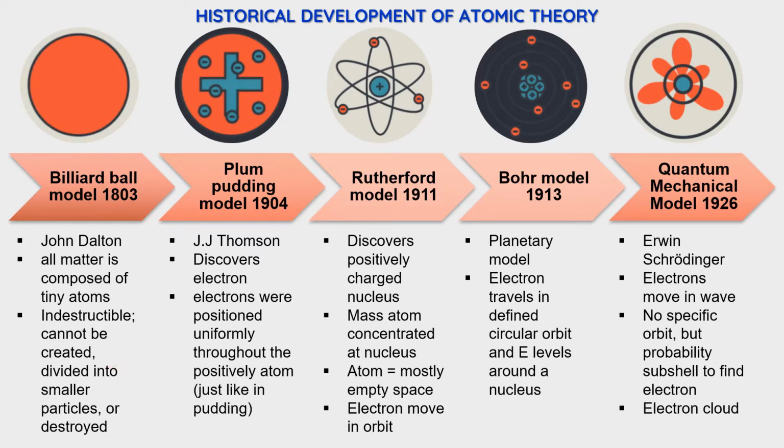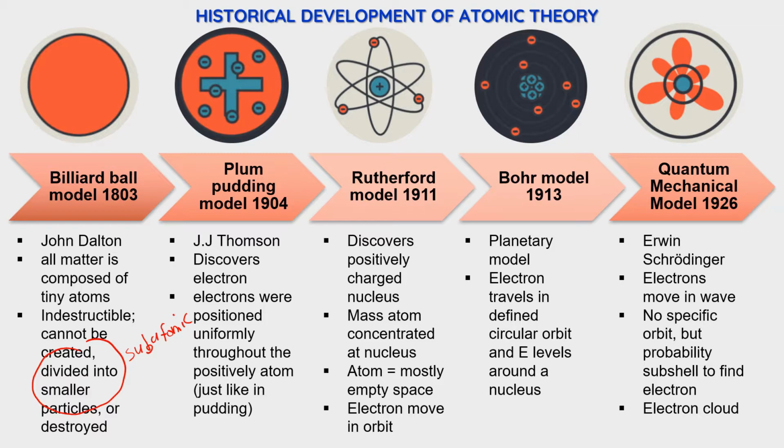But scientists could not agree with his theory because he claimed that atoms cannot be divided into smaller particles. But in reality, scientists later found out that atoms can be divided into smaller particles, which are called subatomic particles. We have learned this in chapter 1. So an atom has subatomic particles, and they are proton, electron, and neutron.